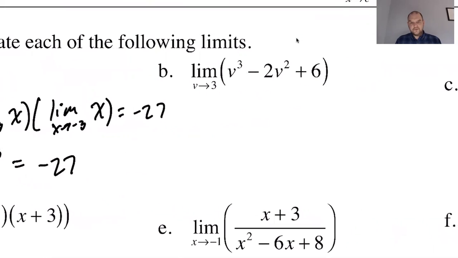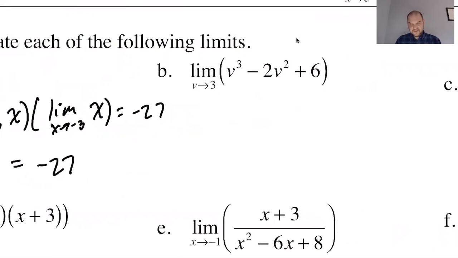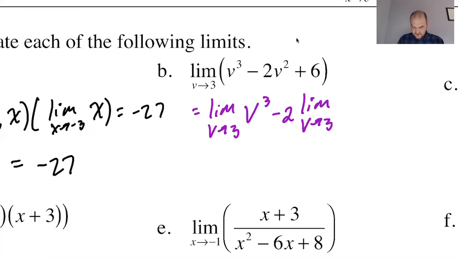All right, so for the next one, I'm going to do a slightly different technique because I do not want to write all that out. I'm going to say that this is the limit as v approaches 3 of v cubed minus 2 times the limit as v approaches 3 of v squared plus, these are the weirdest limits, the limit as v approaches 3 of 6, right? There's no variable there, so v can do whatever it wants. 6 is just going to be 6. And that actually comes up a lot, so keep that in mind. The limit of a constant is just the constant, it's never going to change.